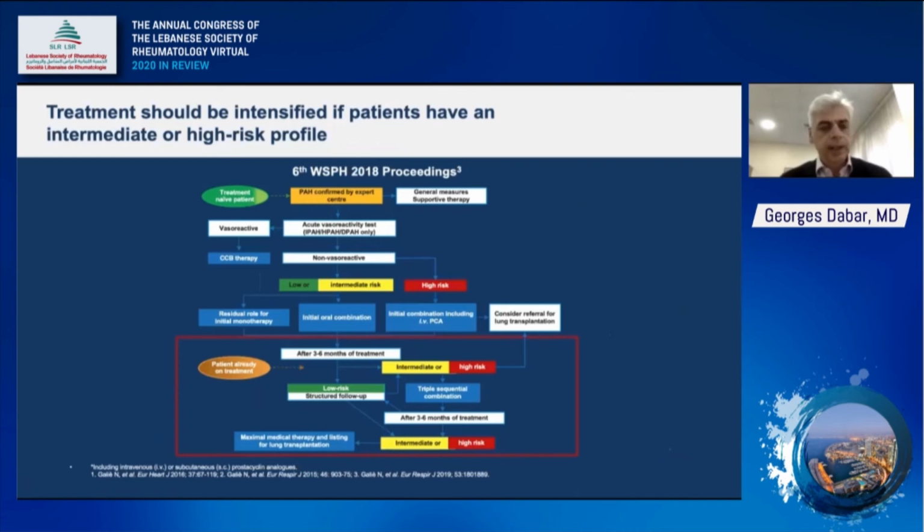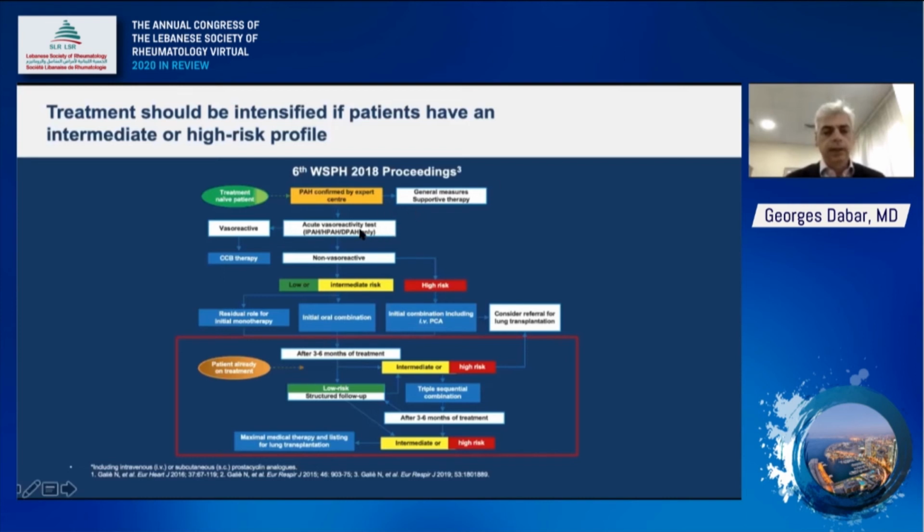So treatment should be intensified if patient have an intermediate or high risk profile. So if the patient has the findings, they have symptoms, they are in bad functional class, they have high BNP, they have findings on echo that are not that good, with large right atrial size, right axis deviation, etc. They are a patient at intermediate or high risk. Now we have to step up with the therapy, and we go back to the algorithm.